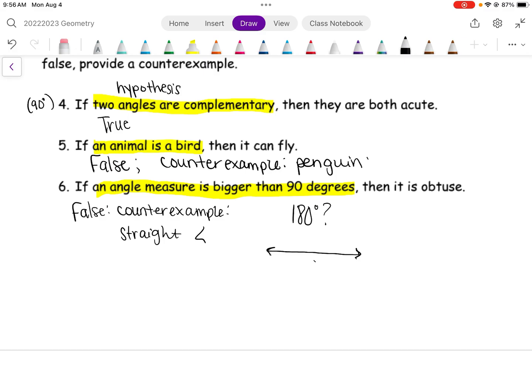All right. So in short, a conditional statement, if it's not true all of the time, then it's false. If you can come up with just one example that doesn't work, the whole statement kind of falls through. Okay, so do your assignment over this. Reach out if you have any questions.